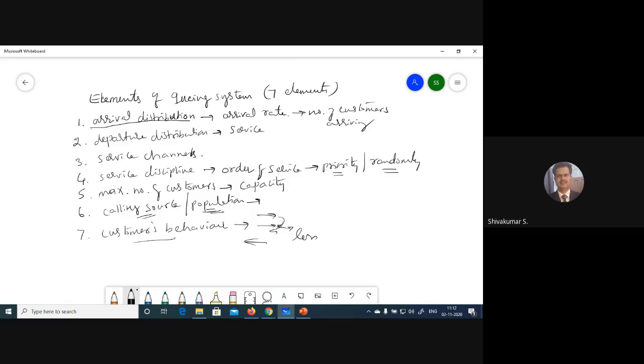So these are the seven elements of queuing theory: arrival distribution, departure distribution, service channels, service discipline, maximum number of customers, nothing but the capacity, along with the calling source, nothing but the population, where the people come from, and the customers' behavior: whether they move to another queue, or sometimes don't enter the queue at all. These are the elements of the queuing system.